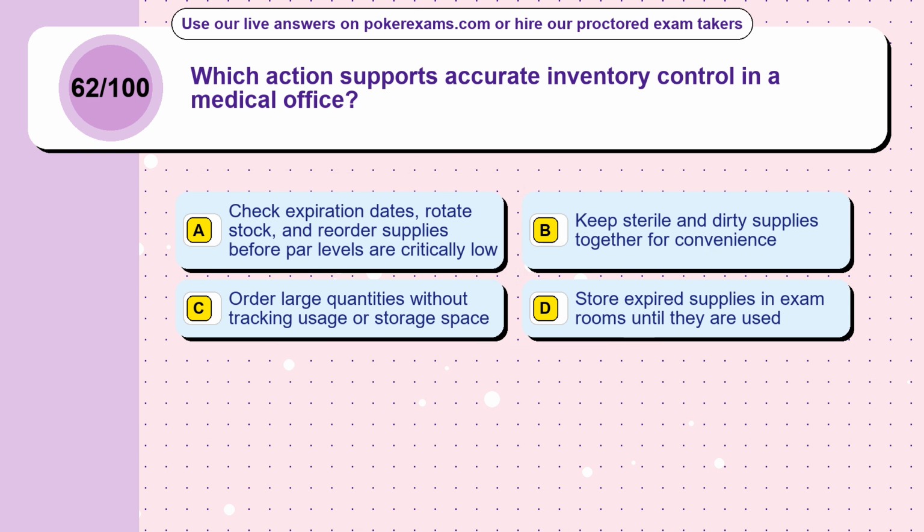Question 62. Which action supports accurate inventory control in a medical office? Option A. Check expiration dates, rotate stock, and reorder supplies before par levels are critically low. Option B. Keep sterile and dirty supplies together for convenience. Option C. Order large quantities without tracking usage or storage space. Option D. Store expired supplies in exam rooms until they are used.